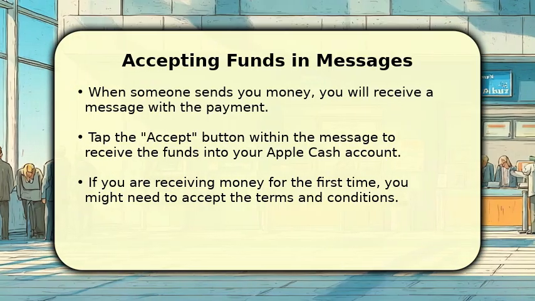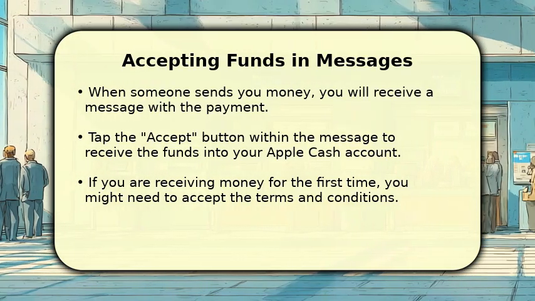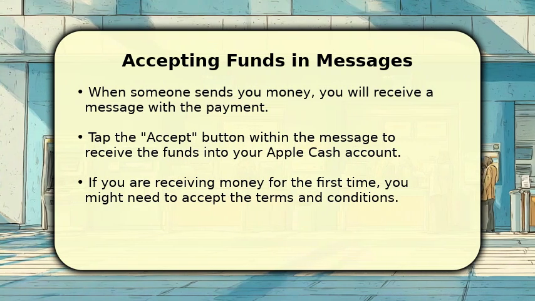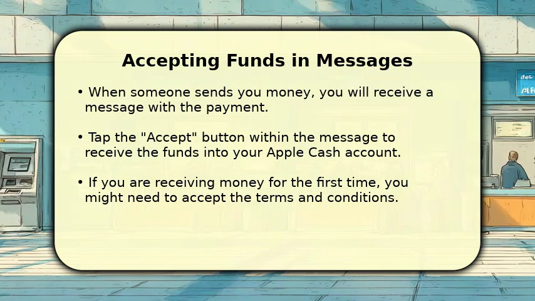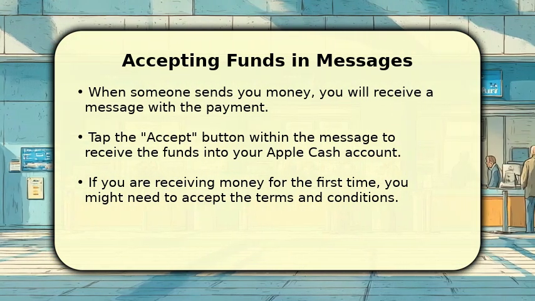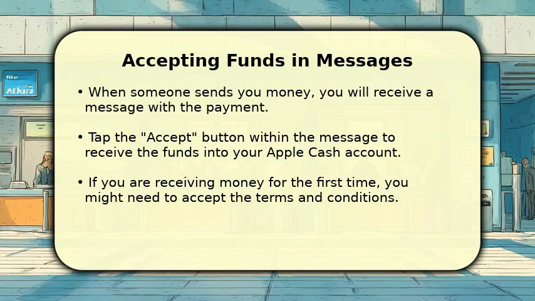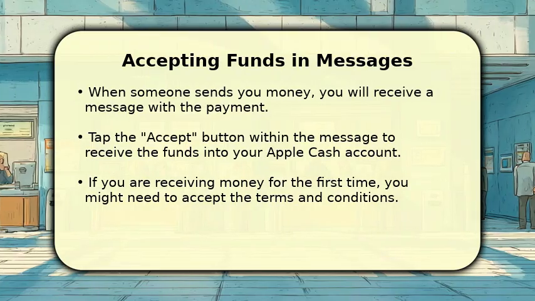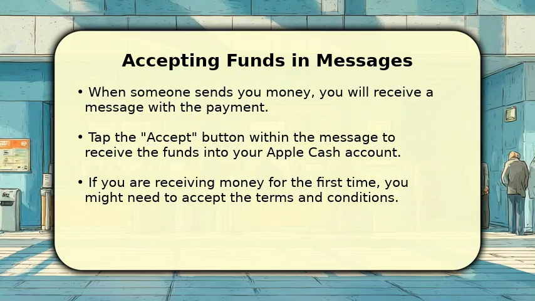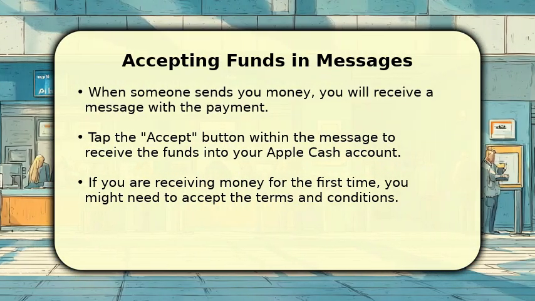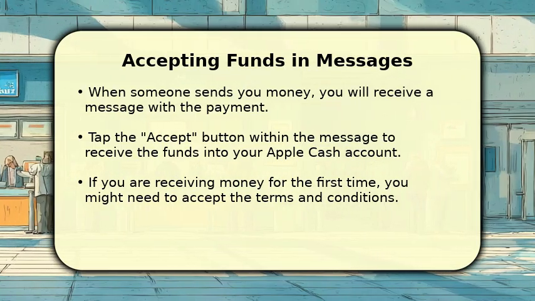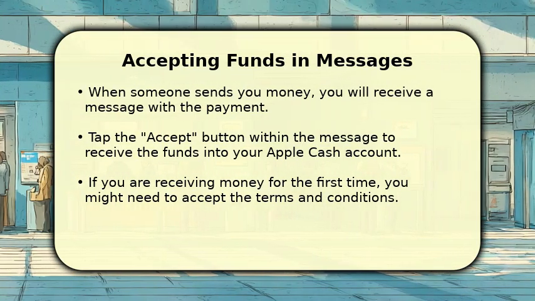Receiving money is straightforward. You will see a message notification. Simply open the conversation, and you will find an Accept button right there. Tap this button to receive the funds directly into your Apple Cash balance. This money can then be used for purchases using Apple Pay, sent to others, or transferred to your bank account. The process is quick, often completing in just a few seconds, making it incredibly convenient for immediate access to your funds.